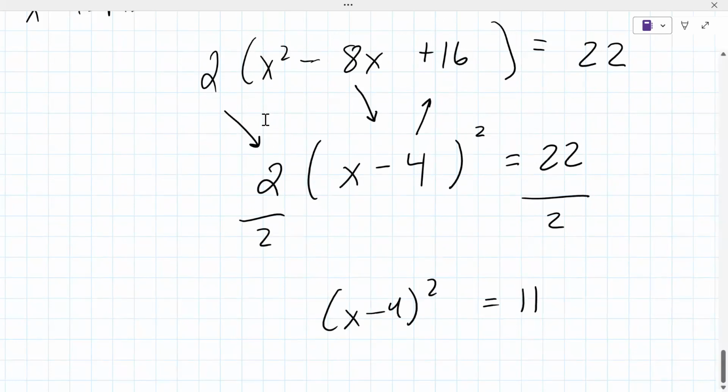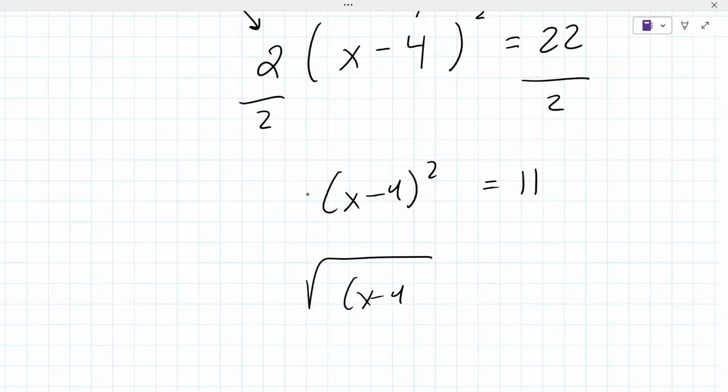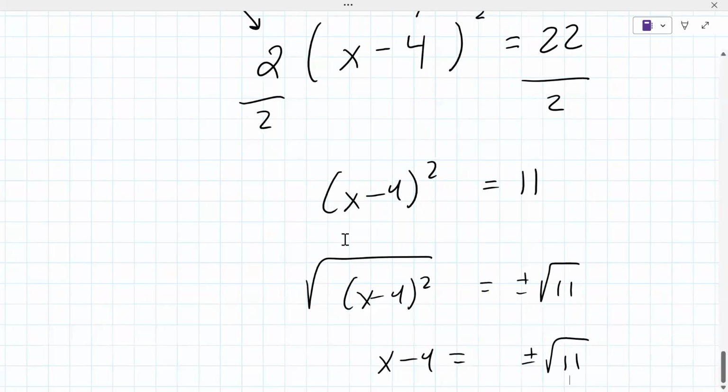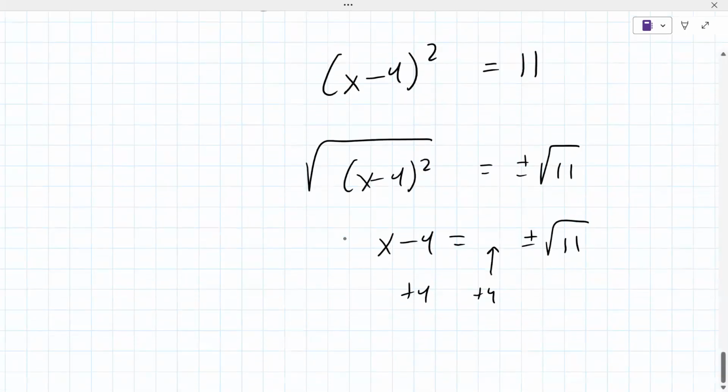Okay. And then you take the square root of both sides. So the square root of (x minus 4) squared is plus or minus the square root of 11. And then you add 4 to both sides. Always better to put that in front. x equals 4 plus or minus the square root of 11. Okay.